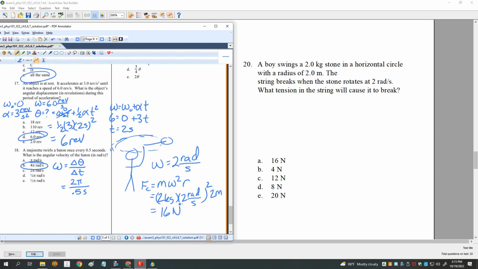that it has at that point, and that is the tension when it breaks. And so the answer then is A.